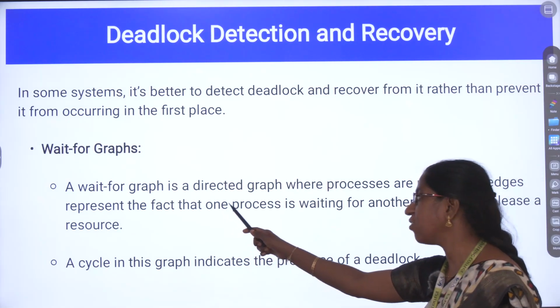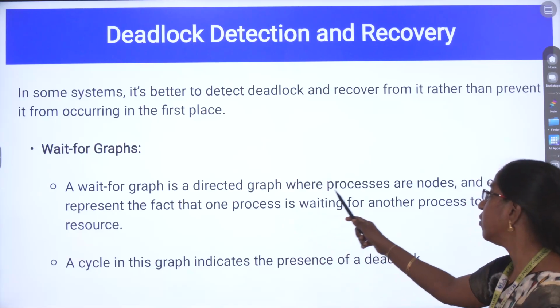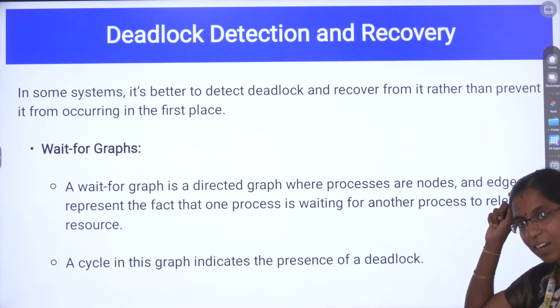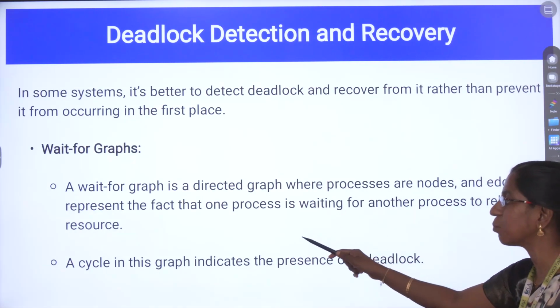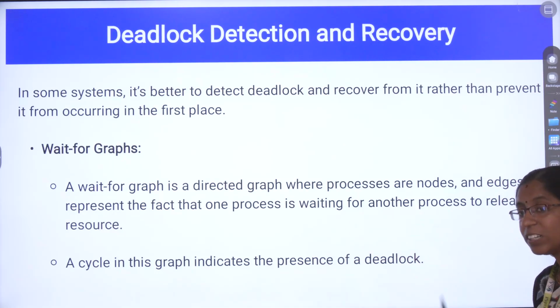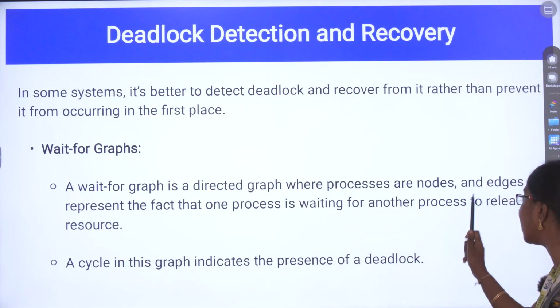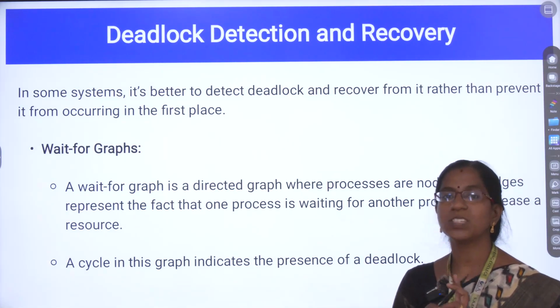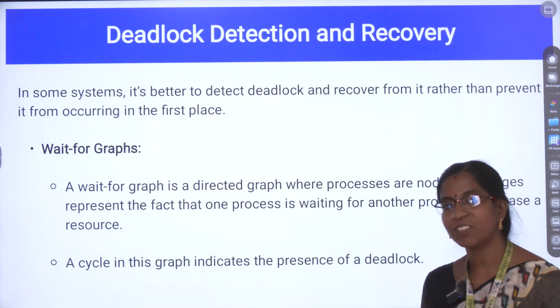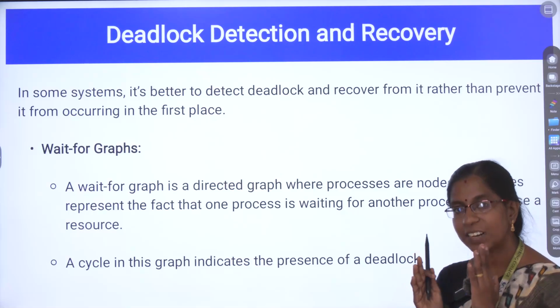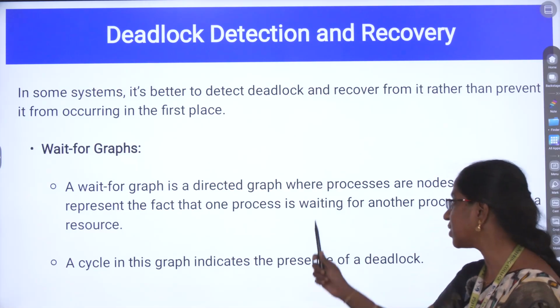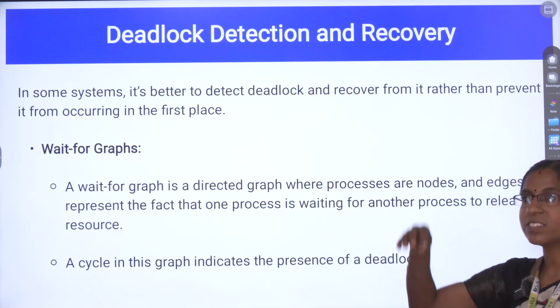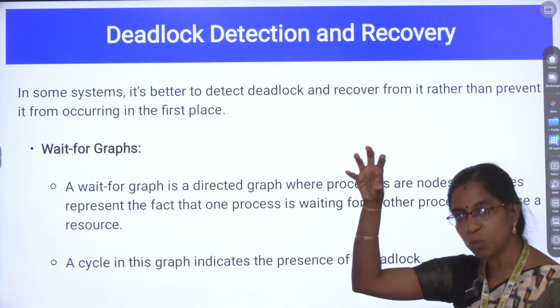A wait-for graph is a directed graph where processes are nodes and the edges represent the fact that one process is waiting for another process to release the resources. So it's not circular wait, it's not hold and wait. Here we design it as a directed graph, with processes as the graph nodes.